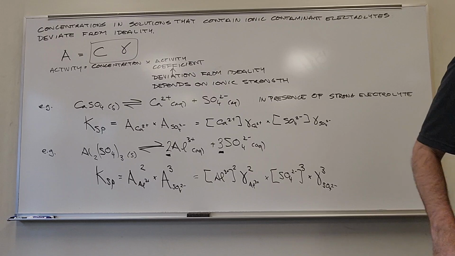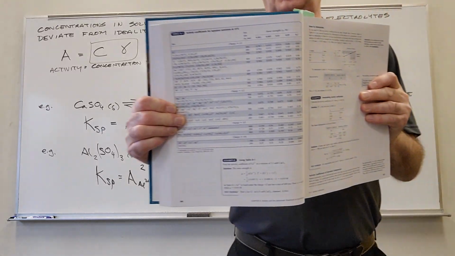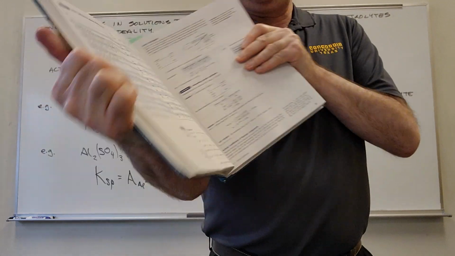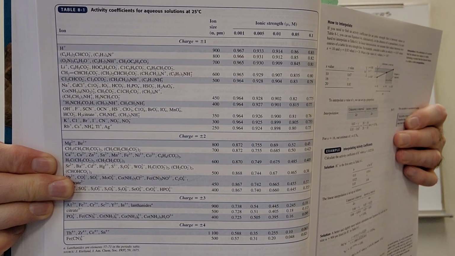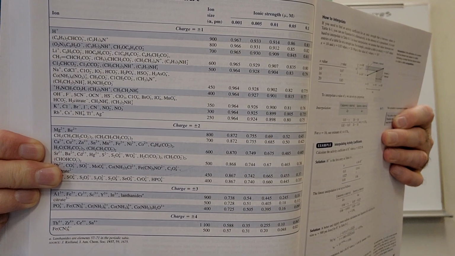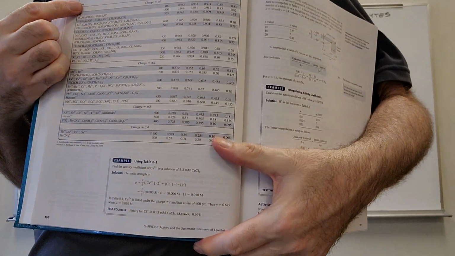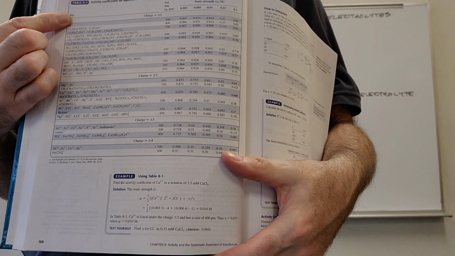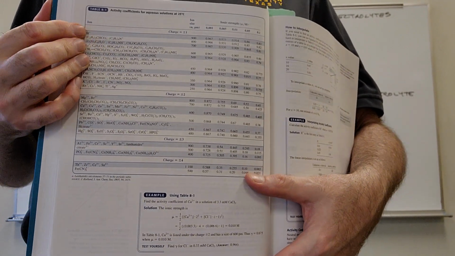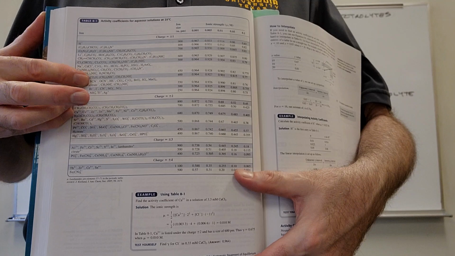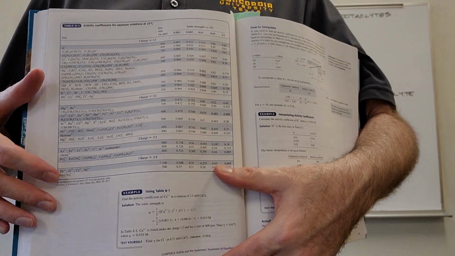Let me show you the table. This is table 8.1 in the textbook, on page 166. It lists ions by the charge. So it doesn't matter if you are a 1+ ion or a 1- ion, because that's Z, and we're squaring that value, so it doesn't matter. All the 1 minuses and 1 pluses are here, then the 2 minuses and the 2 pluses are here, and the 3 minuses and the 3 pluses are down here.